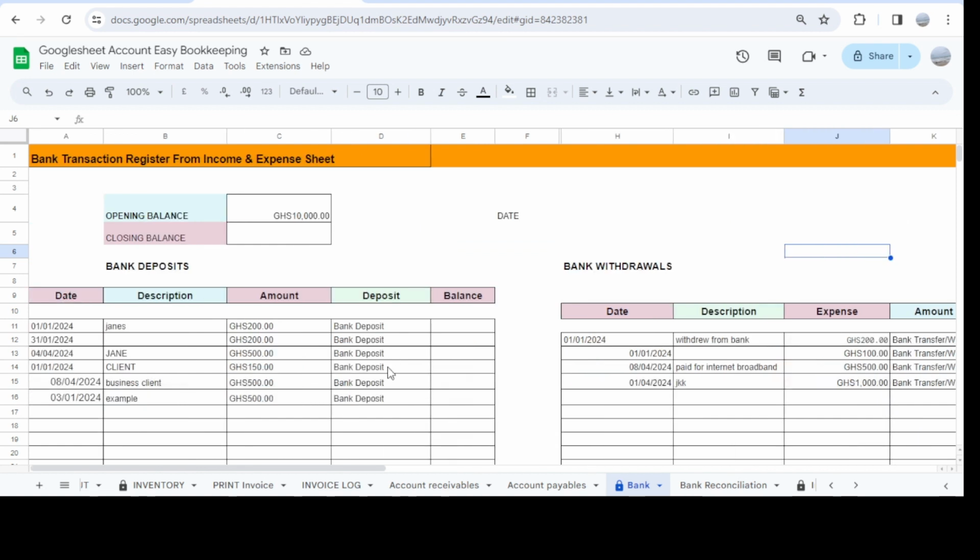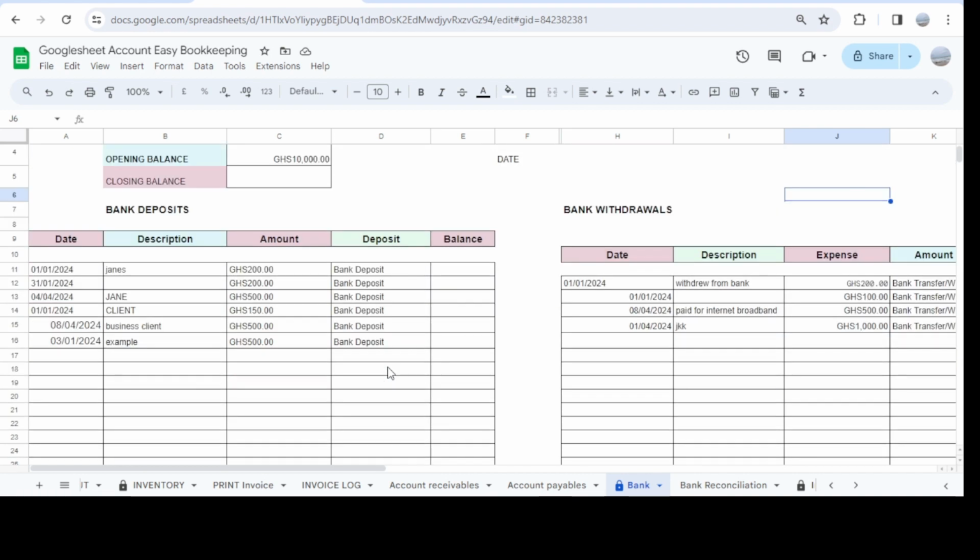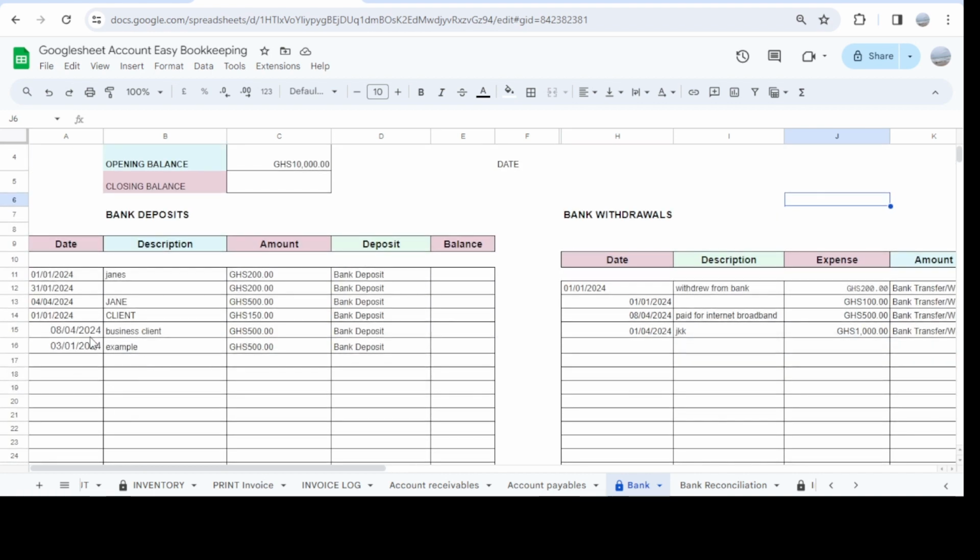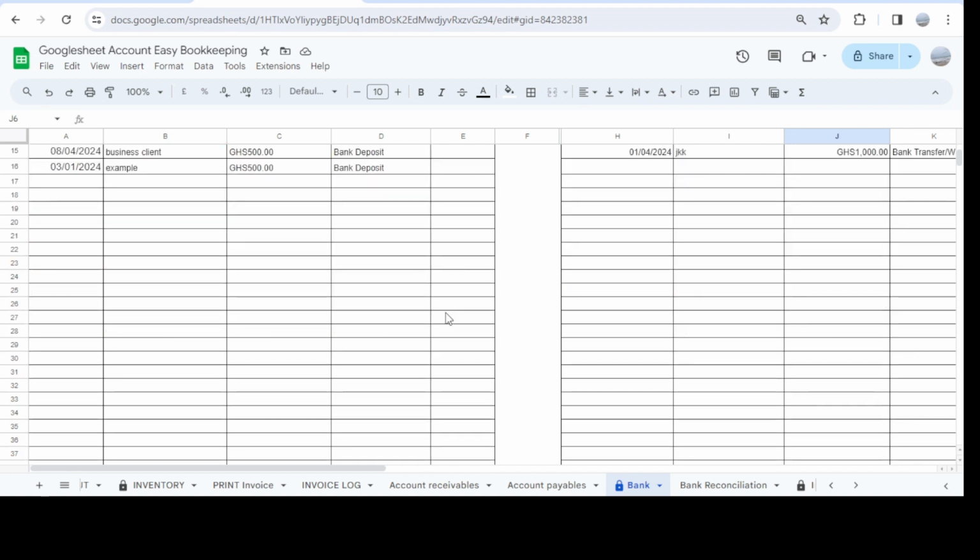Everything just pulls, and this is why it's necessary for you to choose your date when you're entering your data in your income sheet and your expense sheet. So choose your date, your payment method, and your account type so that it can do things like this for you. So let's go to the next sheet.